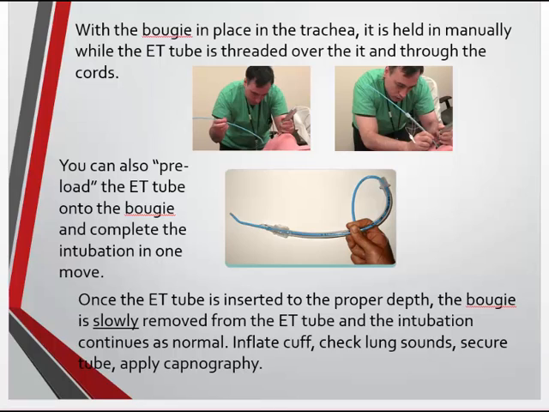And then you're going to insert this to the proper depth, and you're going to continue the intubation as you normally would. You're going to pull the bougie out while holding the tube in place. I heard someone refer to this as the lawnmower. You don't want to grab that bougie and yank it out like a ripcord. That's going to possibly pull your tube. So you want to slowly hold your tube in place and slowly pull out the bougie there.